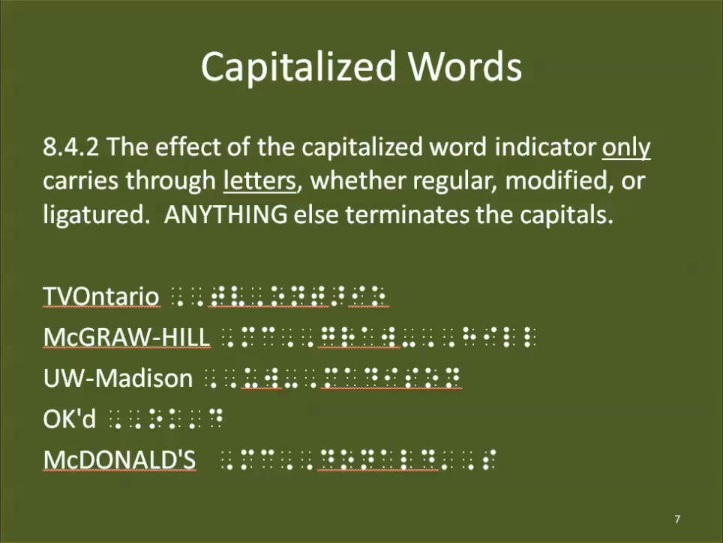O.K.'d, the OK is capitalized, an apostrophe is not a letter, so capitals have just ended, and then we have our lowercase d. But if we have an apostrophe and a capital S, that means we have to start up the capital mode again for McDonald's. So McDonald's, we have capital symbol indicator for M, C is lowercase, capital word indicator, .6.6. Donald, the apostrophe ends capitals, so we have to start up again with capital, single capital S for the apostrophe S.